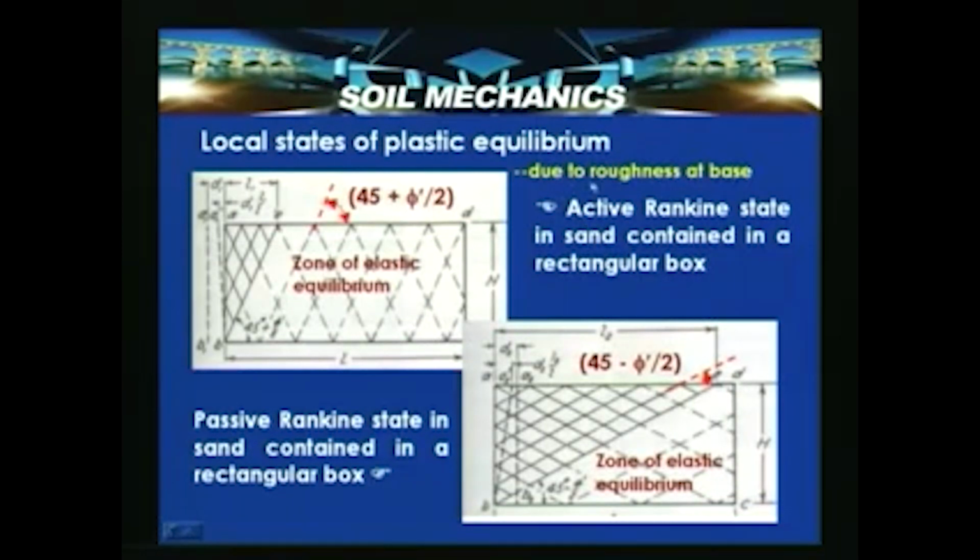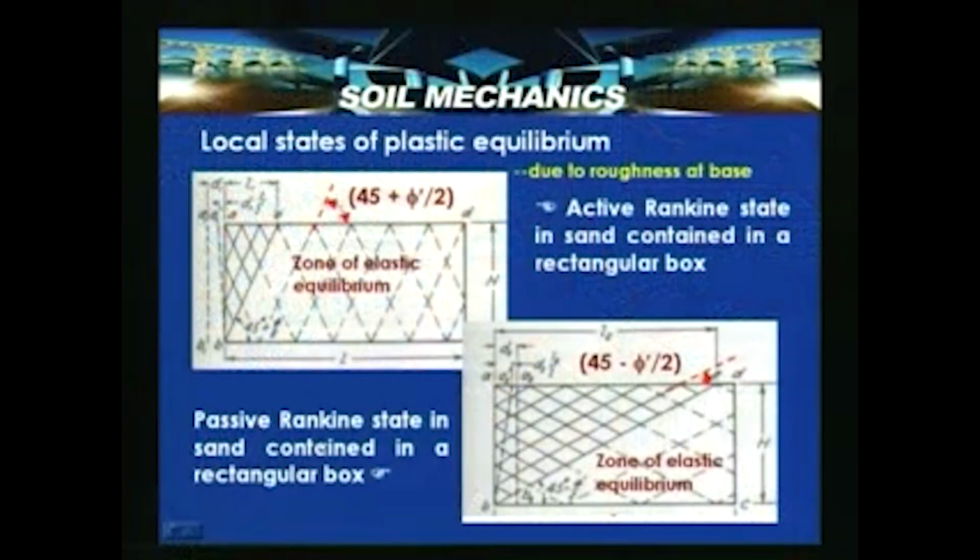Due to the roughness at the base, the lateral displacement is 0 at the toe of the wall, and at the crest it can move by a certain distance. In such a situation, when the wall yields about its base, this condition can prevail if there is roughness at the base, and there is a possibility of local states of plastic equilibrium developing. This is the active Rankine state in sand contained in a rectangular box with roughness at the base.